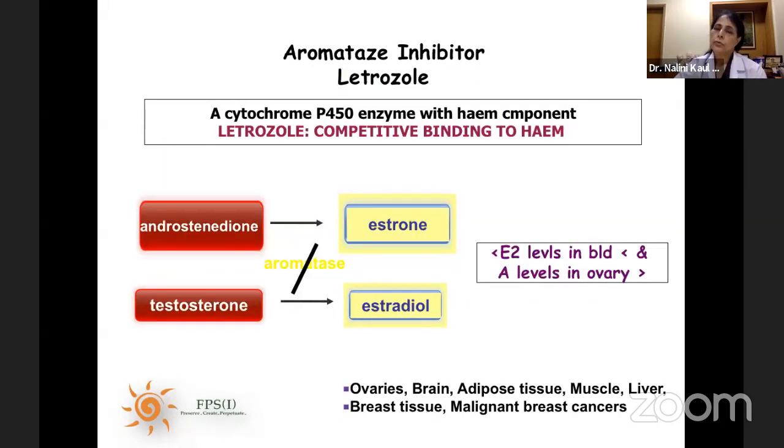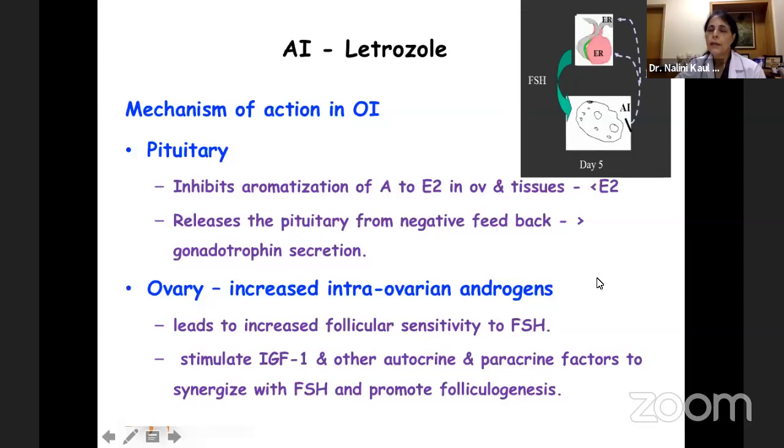Going on then to aromatase inhibitors, this came up somewhere in 2011. It was brought into practice, and what it does basically is letrozole binds with the heme component of the cytochrome enzyme P450, which converts androstenedione and testosterone into estrone and estradiol. So what happens then is that the estradiol levels go down in blood and the androgen levels increase in the ovary. So therefore, letrozole is acting at two levels.